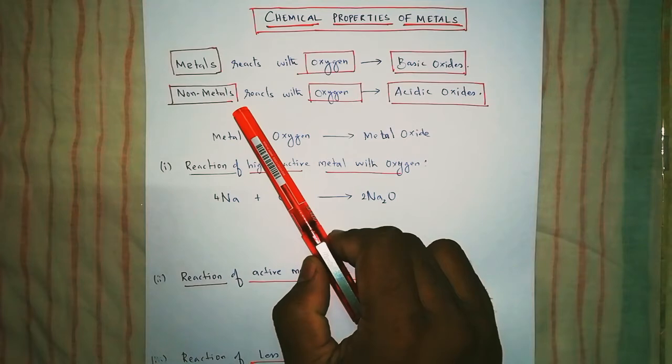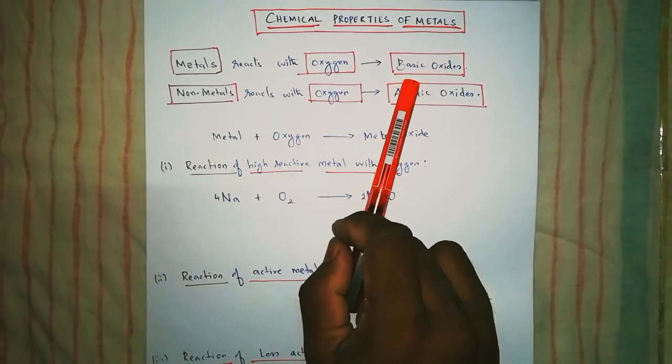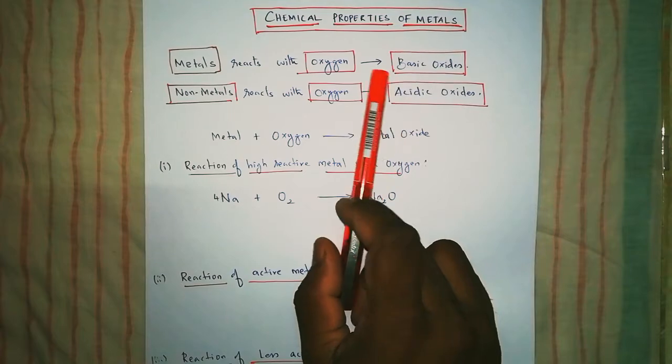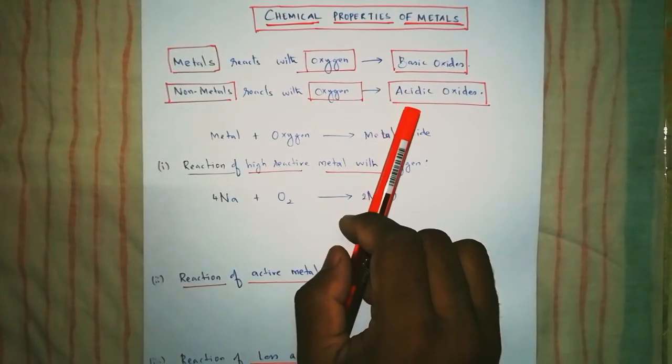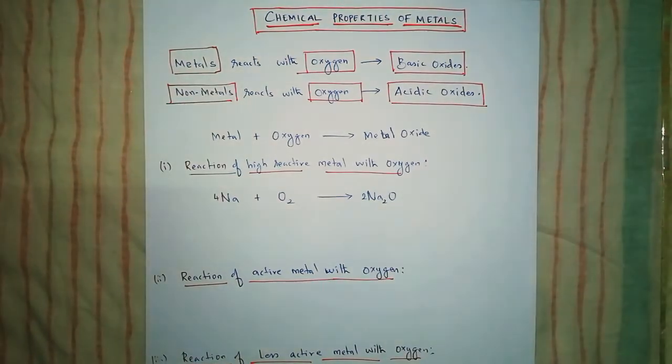Okay, when metals react with oxygen, it gives basic oxides. When non-metals react with oxygen, it gives acidic oxides. And for this also we learned the activity in smaller classes. And I want to remind you what we learned in lower classes.